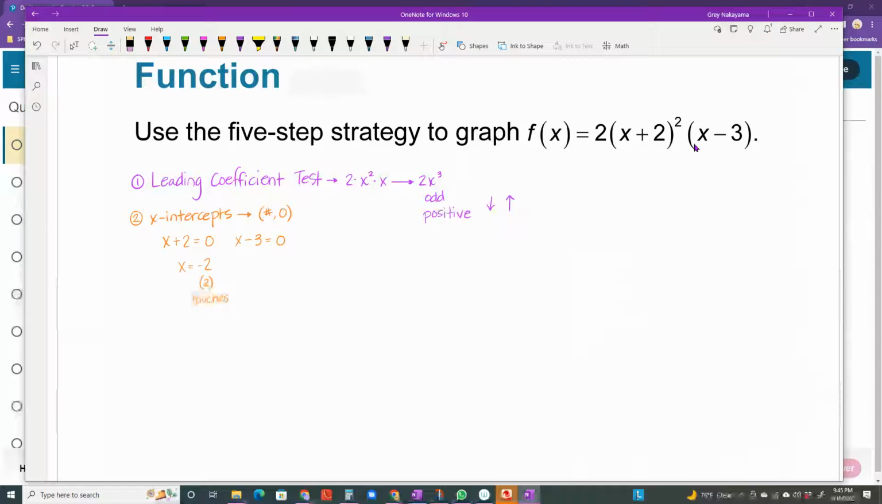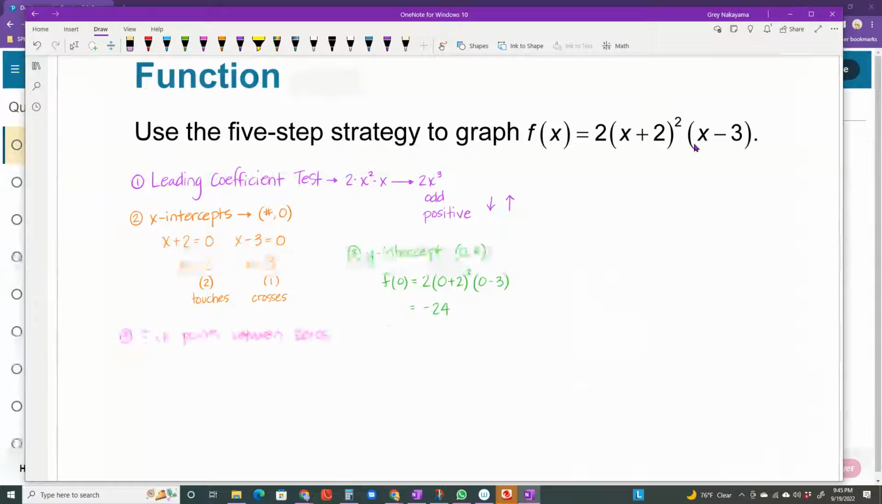Then I have x minus 3 equals 0, so x equals 3. The exponent on it is a 1, so it will just cross, not even flatten out at that point. Okay. Third step, find your y-intercept. That's when x is 0 and y is some number. So I'm calculating f of 0. I plug in 0 wherever I have x, and when I multiply that out, I get negative 24.